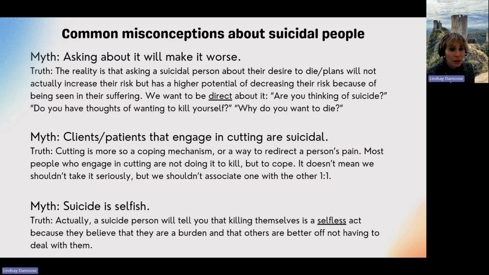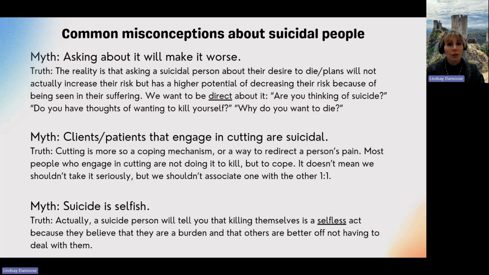Another myth is that clients or patients that engage in cutting are suicidal. This is typically not the case at all. And I think sometimes people just react to cutting like, oh my gosh, this person is doing this. They could cut into a vein. I've seen deep cuts, and it doesn't mean that we don't take that seriously. But often when people are engaging in cutting, which we call non-suicidal self-injurious behaviors, it's because they're not actually trying to die by suicide. They are really trying to use this as a coping mechanism to take control of their pain or to redirect their pain.